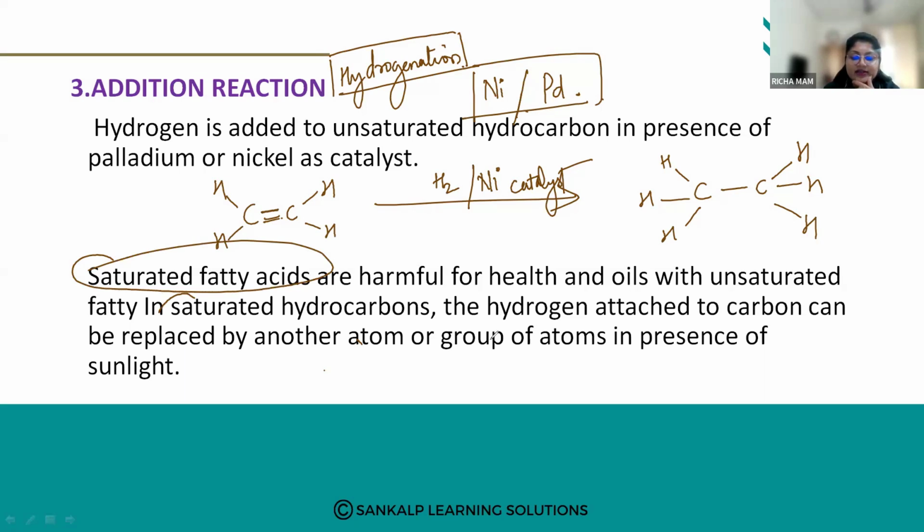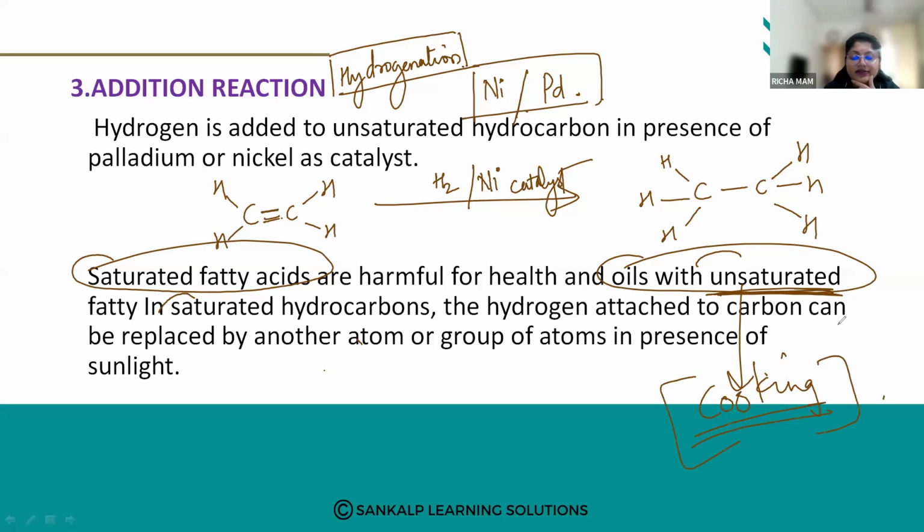So oils which contain unsaturated fatty acids should be used. Whenever you are choosing any oil for food, you have to select such oil which contains unsaturated fatty acids. That will be essential for cooking, and that will protect your health. It will not give you any harmful effect. So you have to choose oils with unsaturated fatty acids. So this is about the addition reaction.